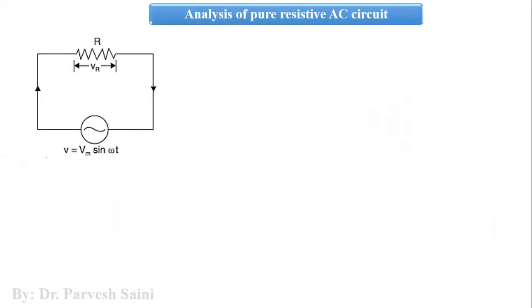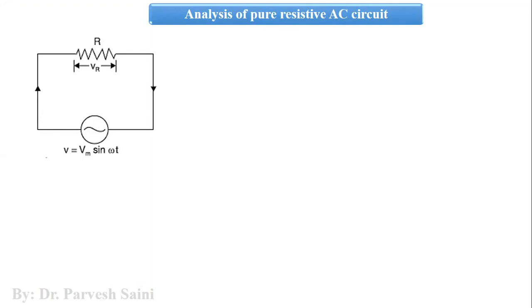The purpose of this lecture is to understand the behavior of an alternating voltage in a pure resistor, in a pure inductor, and in a pure capacitor. What is the relationship between voltage and current through these components as far as the phasor diagram is concerned, as far as the waveforms are concerned.